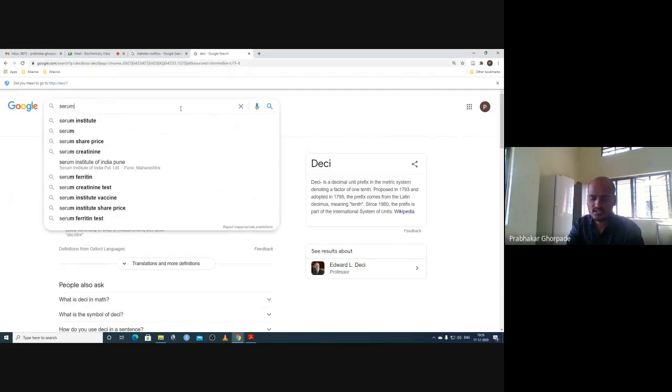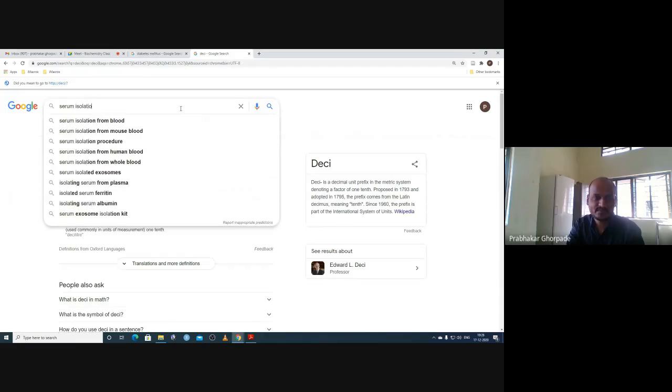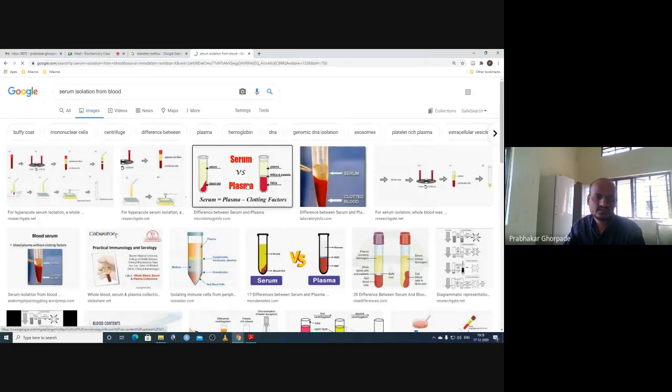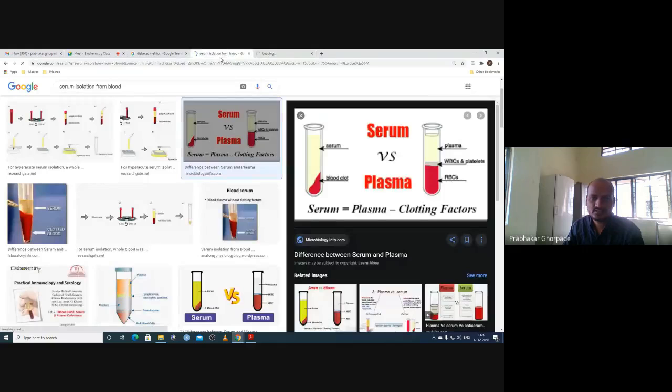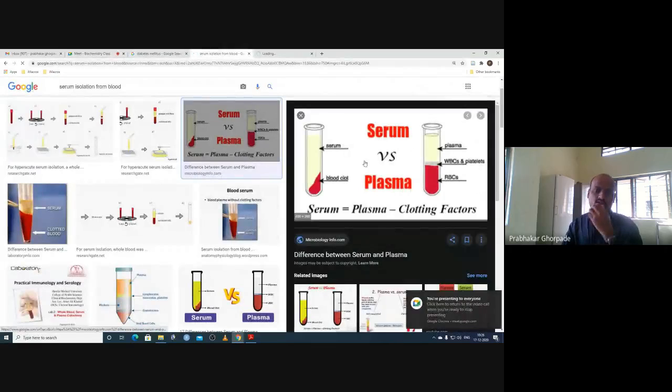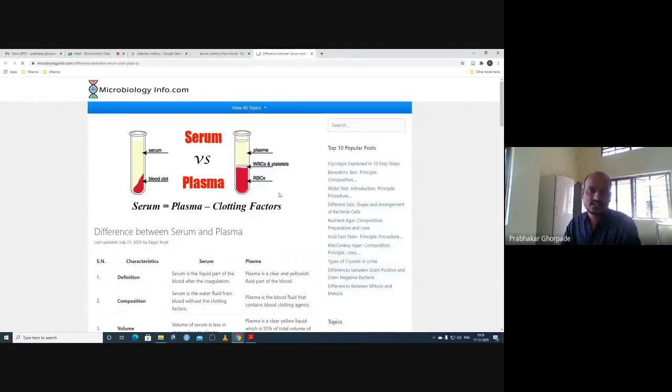So how to do the serum isolation? This is the serum isolation procedure. In most of our biochemical analyses, we are going to use serum, so let's see how to make that serum.